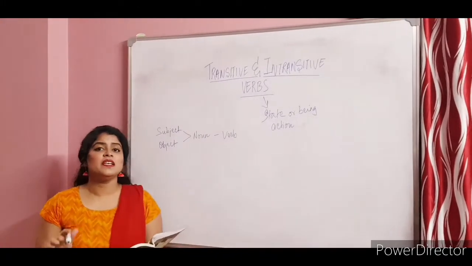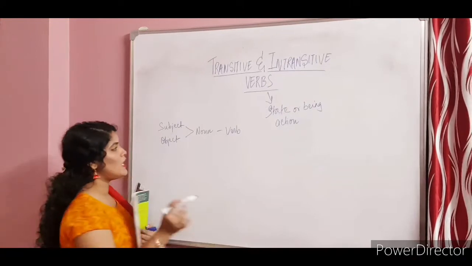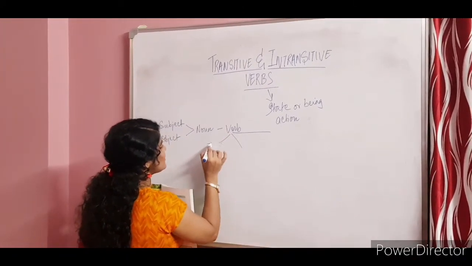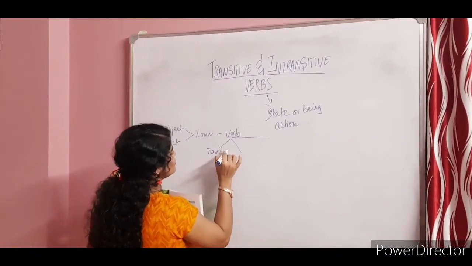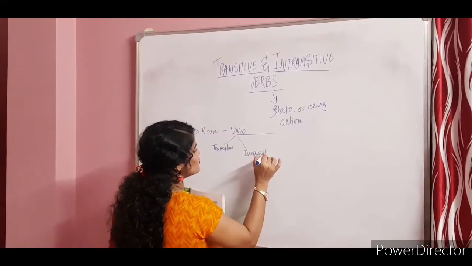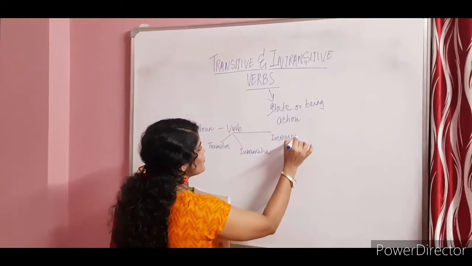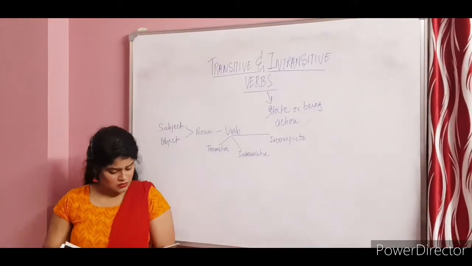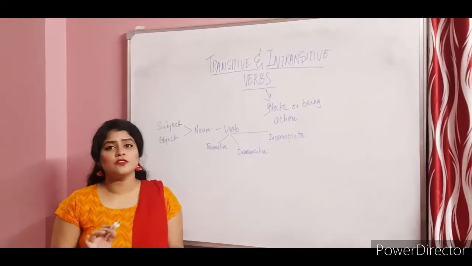Now, the verb can be either transitive or intransitive. There is another sort of verb, I'll come to that. So, a verb can be of three types: transitive, intransitive, or incomplete. This is based on the work that it does, based on the function of the verb.